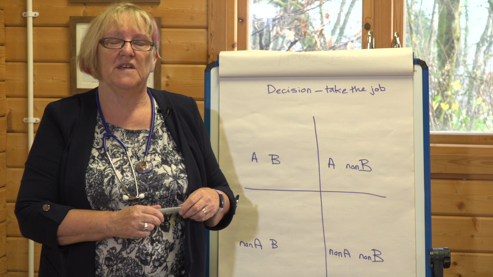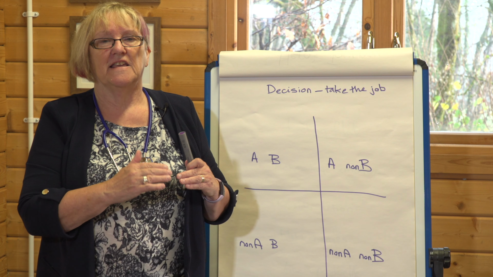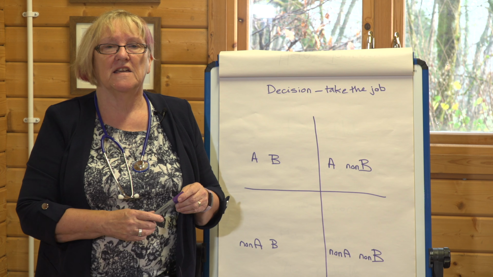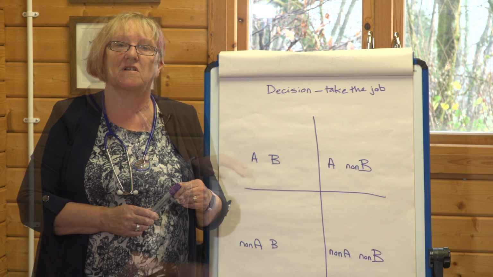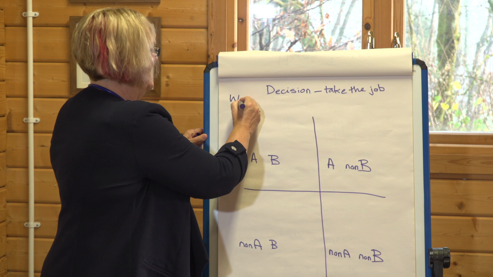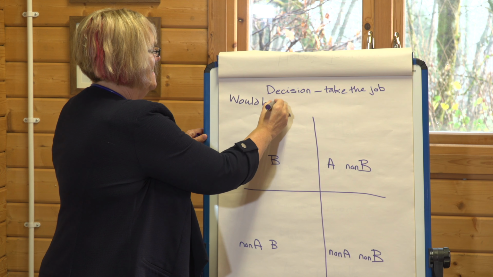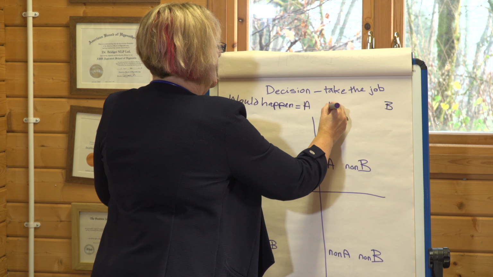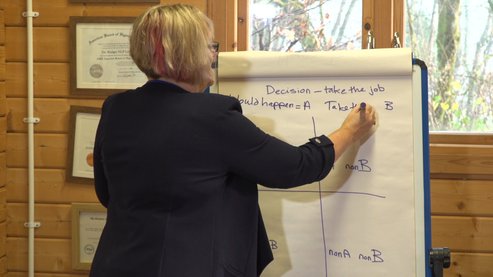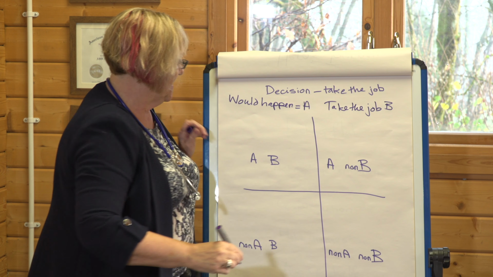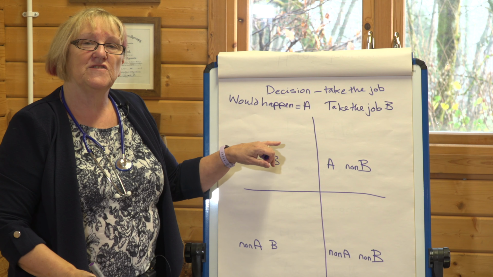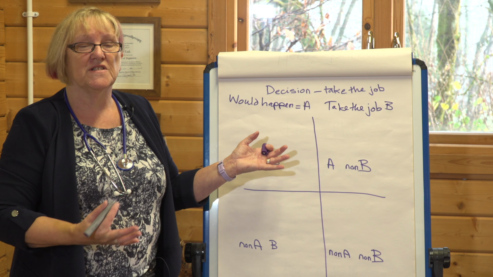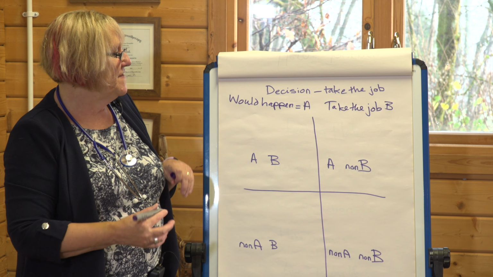So it all starts with a theorem, which is A, B. So I've taken one here, we've got a decision to make. What would happen if I took the job? A is what would happen, and B is take the job. Okay, so we need to carefully consider what would happen if I took the job. And that will be different for different people, so it may be a positive, it may be a negative. But what would happen if I took the job?